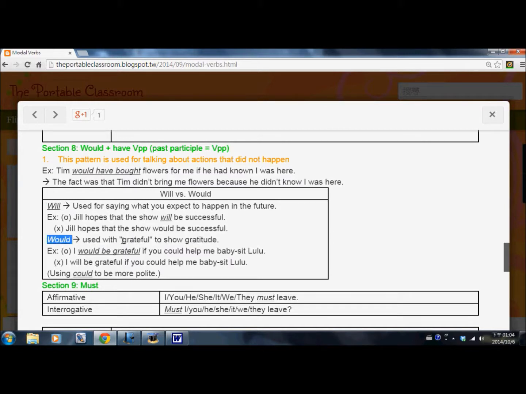And would can be used with grateful to show gratitude. I would be grateful if you could help me babysit Lulu. What this means is 我会感到非常的感恩，如果你可以帮我 babysit 照顾露露的话。 And when you show gratitude, you want to be more polite. You do not use the word will. You use the word would. Now, using could is also trying to be more polite. So you use would and could when you want to be polite, when you're asking someone to do a big favor for you. Now this is the end of the teaching video on the modal verb would.